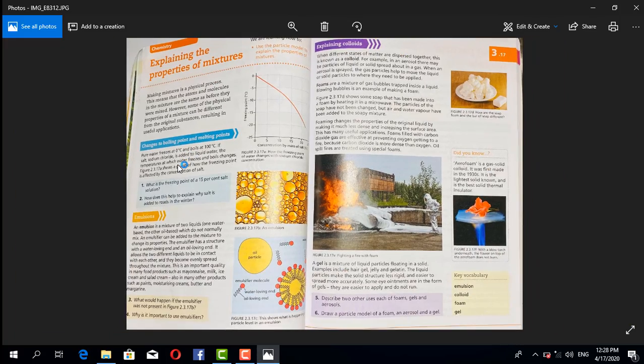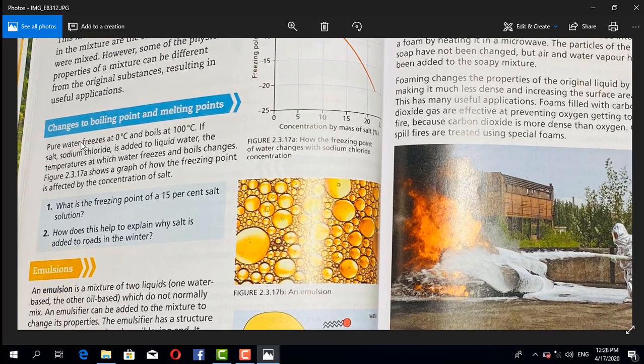Okay. Pure water freezes at 0 degrees Celsius, meanwhile it boils at 100 degrees Celsius. If sodium chloride is added to liquid water, the temperature at which the water freezes and boils changes. Why? Because it's no longer pure water. It's actually been mixed with another substance.